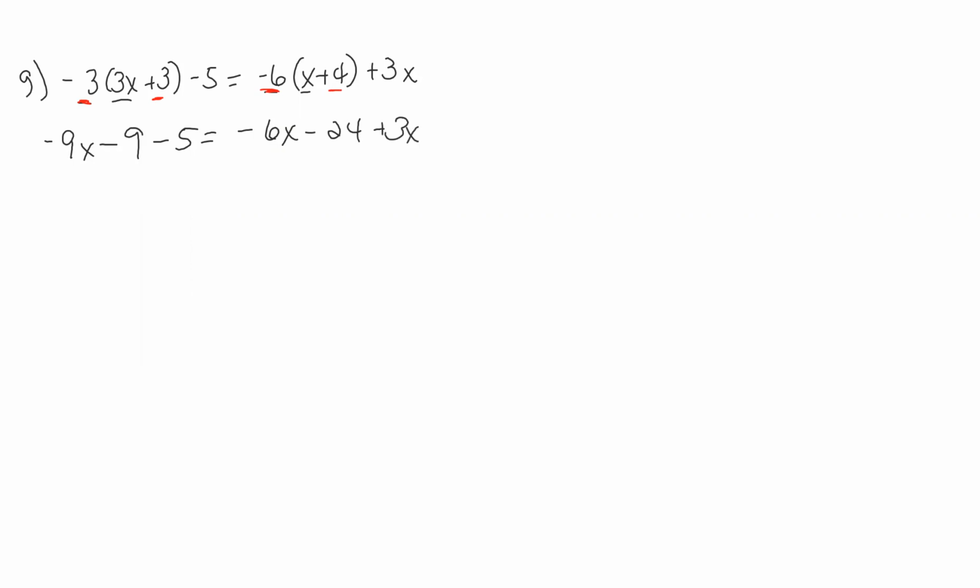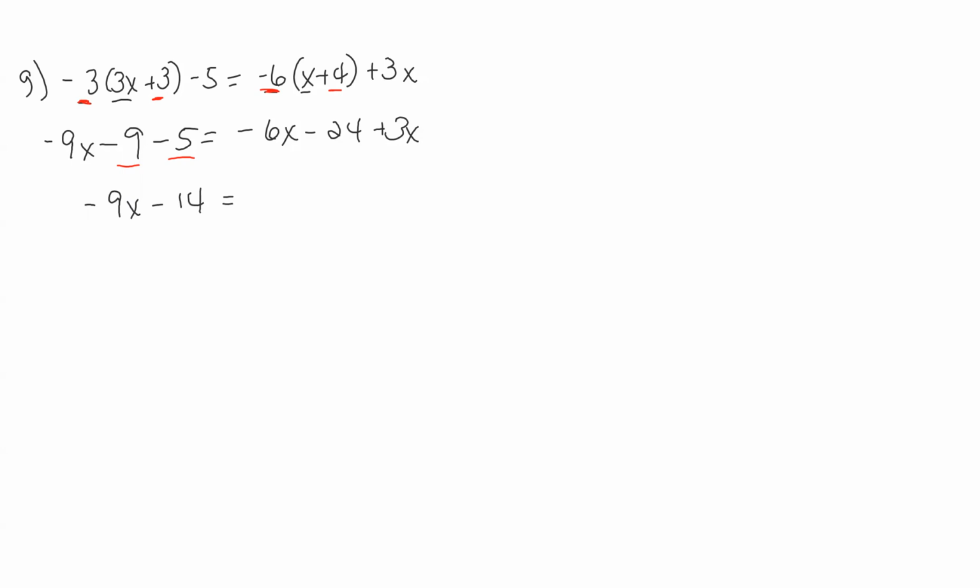So we've distributed, we got rid of all of our parentheses. Now we need to look to see if we can simplify on the left and on the right. So looking at the left, yes, I can simplify. I have one variable term, but I have two constant terms. So let's simplify our constants right here. -9 minus -5 is -14. So the left simplifies to -9x minus 14.